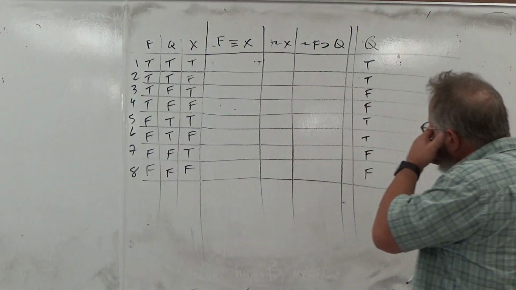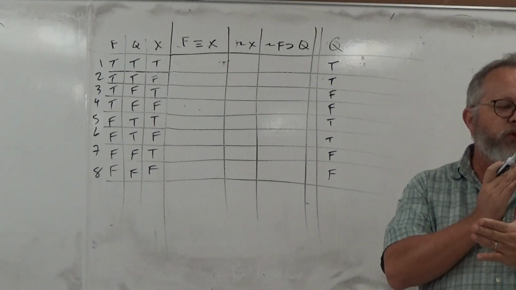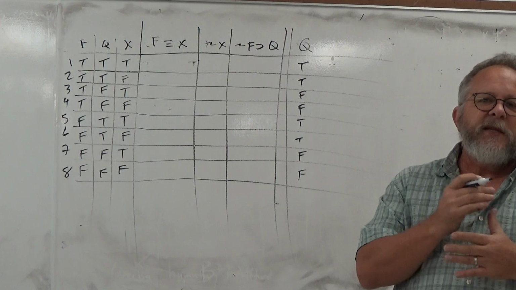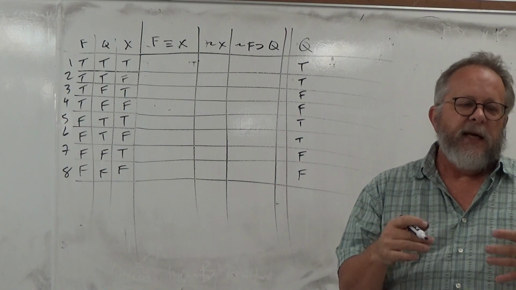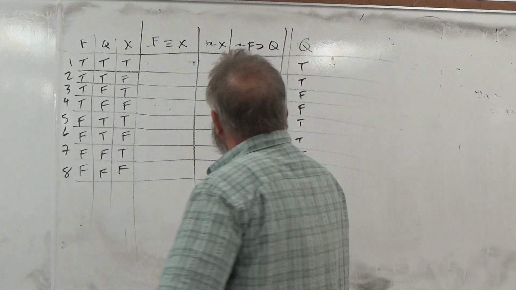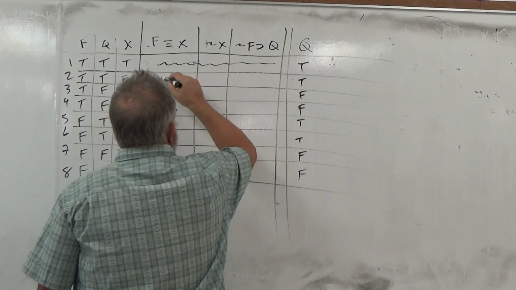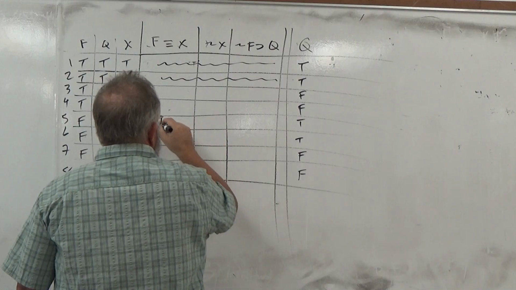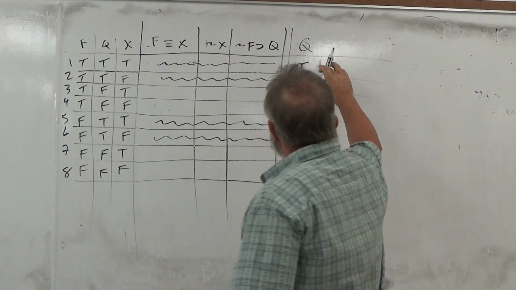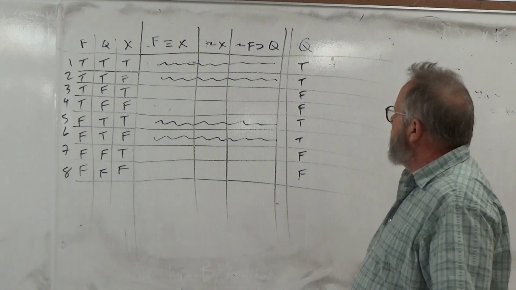Okay, now we can eliminate some work. We said we're looking for a case of true premises and a false conclusion. So that means wherever the conclusion is true, that doesn't help us find a case of invalidity. So I'm going to cross out all the lines where the conclusion comes out true. This doesn't help me, this doesn't help me, this doesn't help me, this doesn't help me. So I eliminated all the places where the conclusion was true.